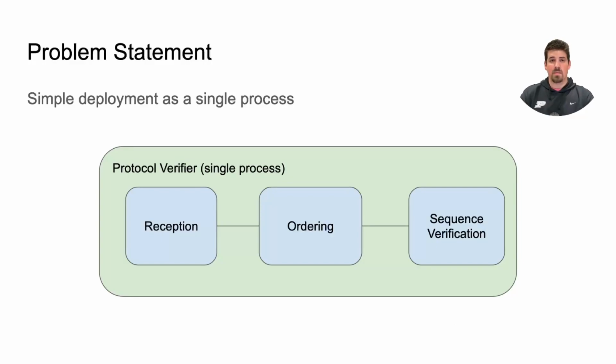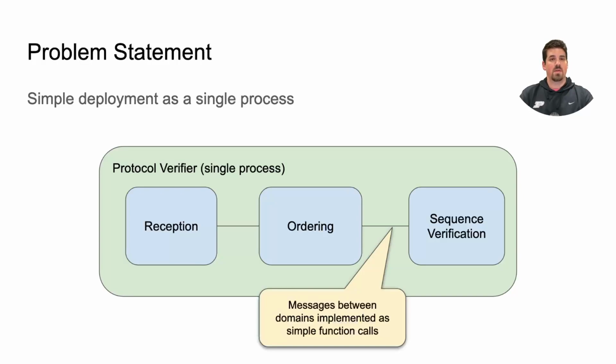First, we have to have a problem. As you've already heard in the protocol verification presentation, we have this application that takes input as audit events and processes them according to a set of job definitions. I've simplified this system to 3 domains for this presentation: reception, ordering, and sequence verification. In the very simple deployment, this application is deployed as a single process with all of the domains in the same process, and messages between the domains being implemented as simple C++ calls.